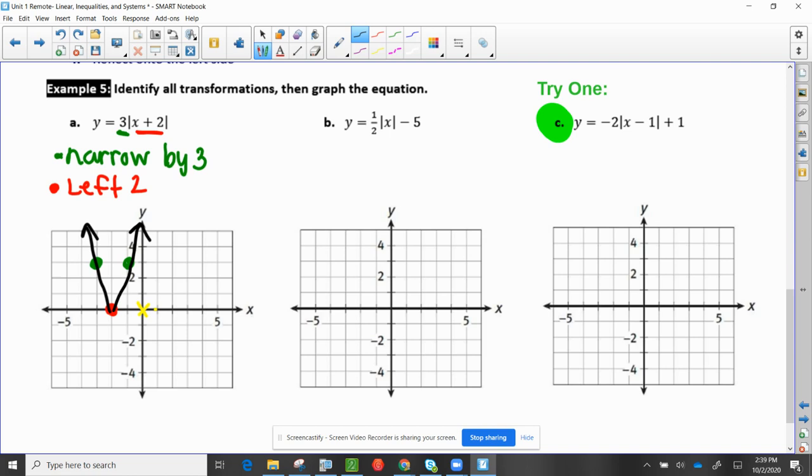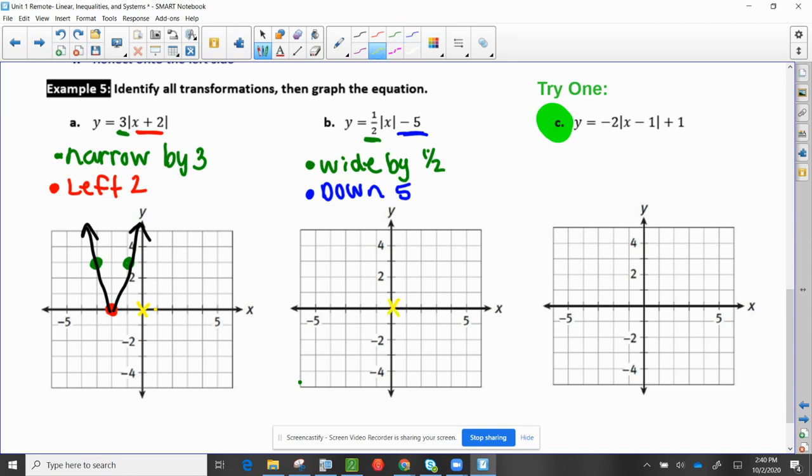And there we go. Okay. All right, so let's look at B then. Again, I have 2 things going on. I see a 1/2 in front. So anytime we have a fraction in front, it's going to make the graph more wide. So we're going to go wider by a half. And then I also see that this graph has a minus 5 on the outside. So outside means it's going to go down 5 units since it's minus 5.